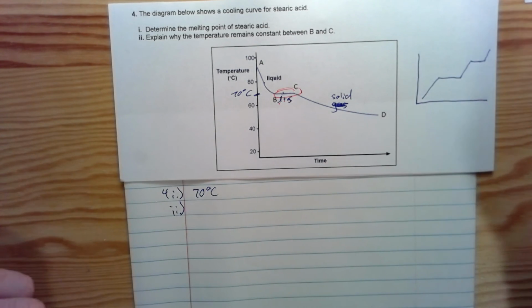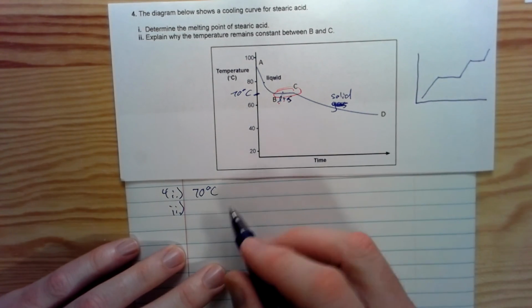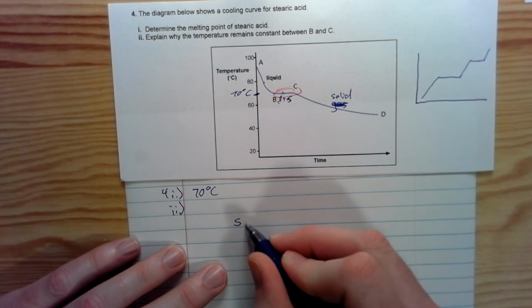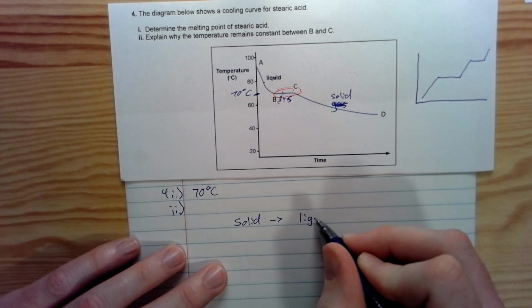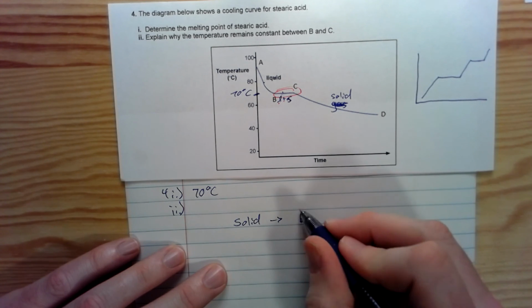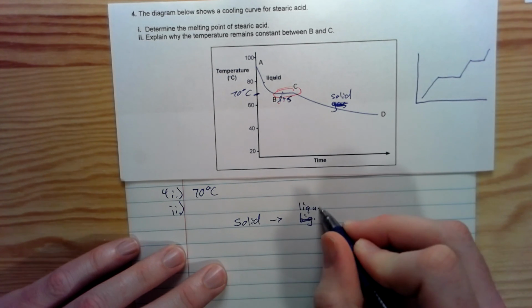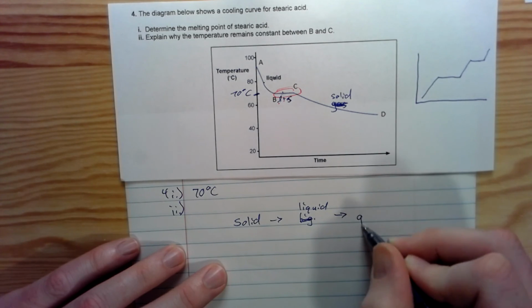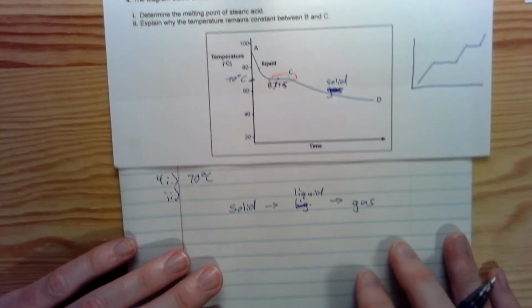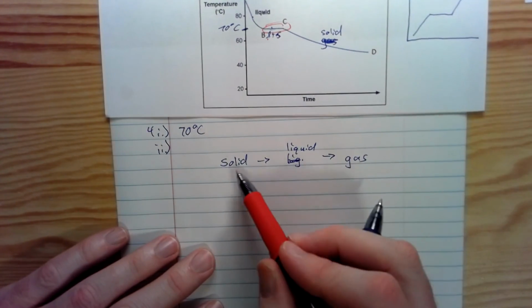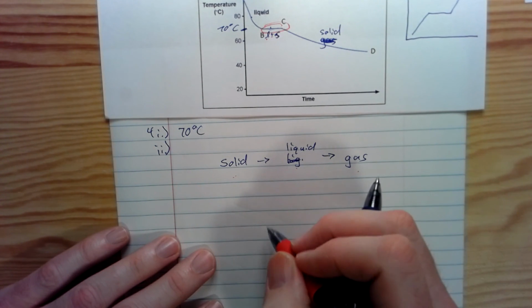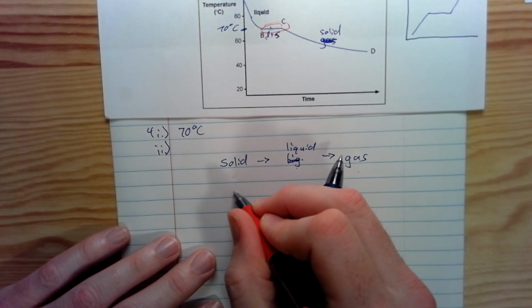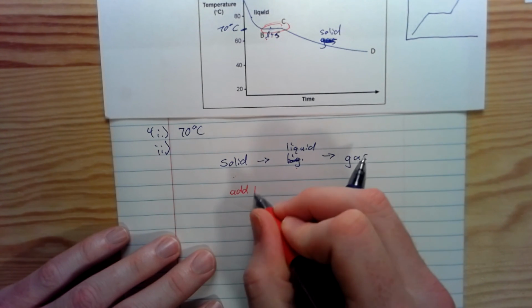Now it says to explain why the temperature remains constant between B and C. Okay, so why does it? It's a good question. To really explain that, let's think about this. So we have the solid, and we go to liquid. We go to a gas. As we change phases from solid to liquid to gas, we are having to add heat, right?